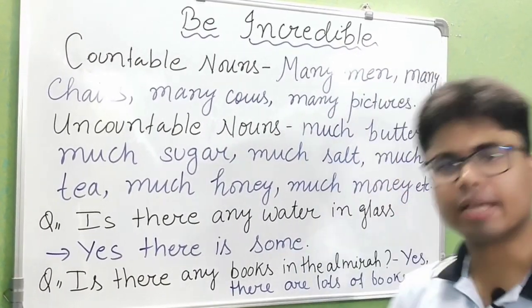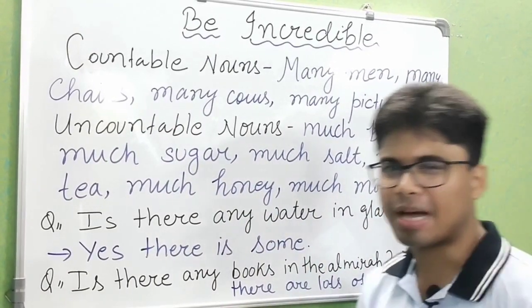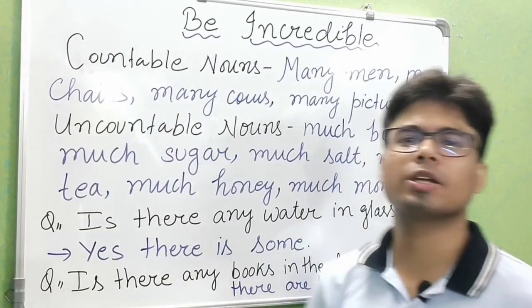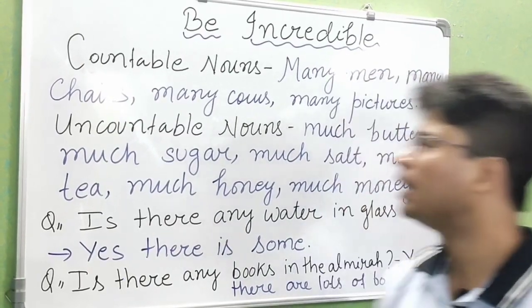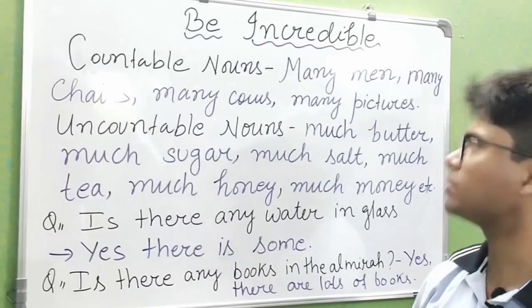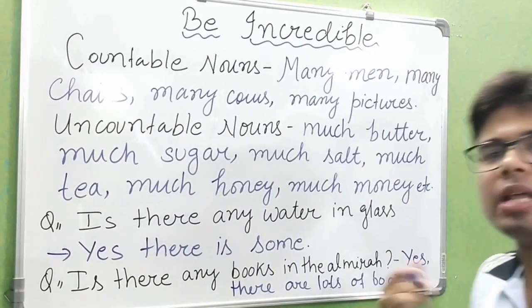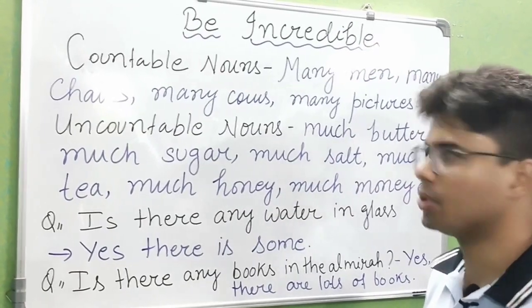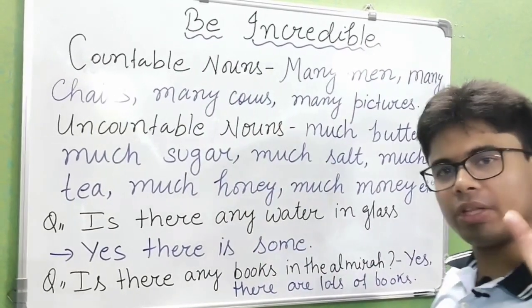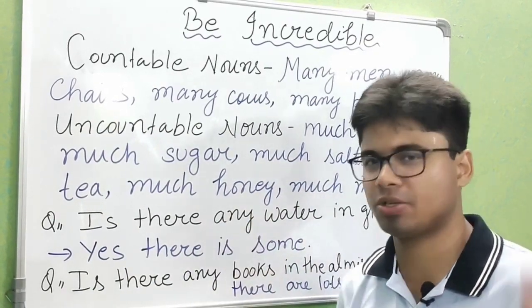So let's continue with the previous one. Here I have brought some other examples so that it can be much more impactful for you to understand. The first example is of countable nouns, of course. The first one is many men. That means there are many men that you can count. Okay, you can count with the help of mathematical calculation and so on.